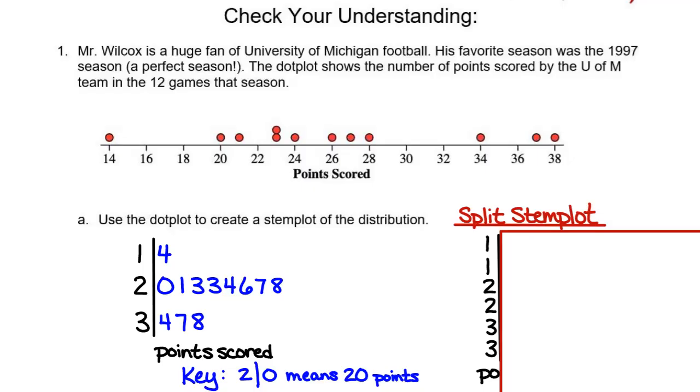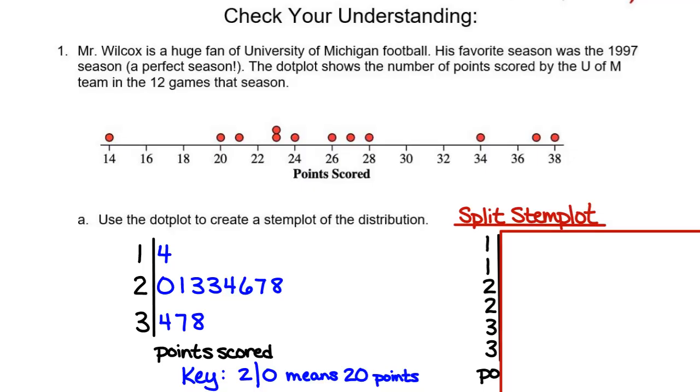For the top of each pair, you're going to put any leaves that are 0 through 4. And for the bottom number in each pair, you're going to put any leaves that are 5 through 9. Please go ahead and try to finish that out on your own.